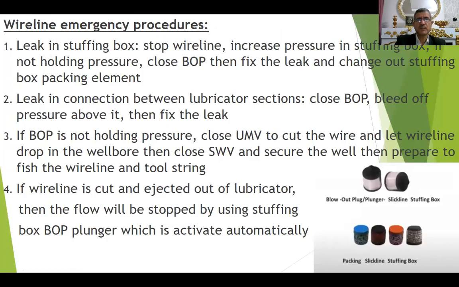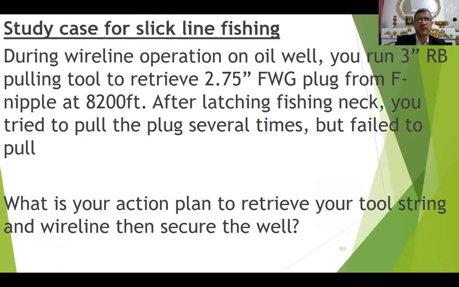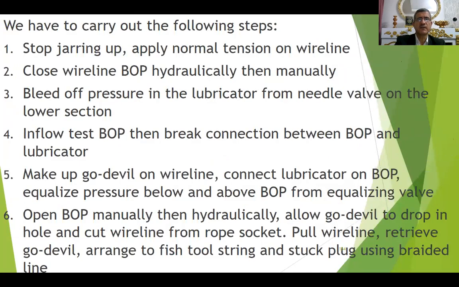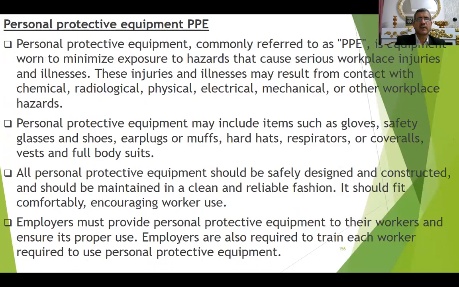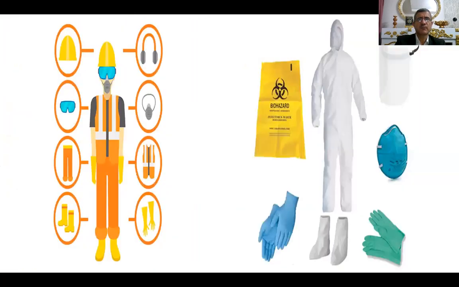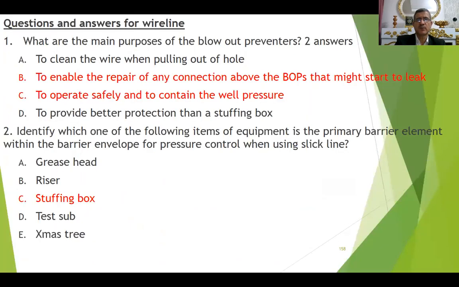Wireline emergency procedures, we can go through them one by one. Leak in stuffing box, leak in connection between lubricator sections, if BOP is not holding pressure, if wireline is cut and ejected out of the lubricator. A study case for stuck line fishing. Fishing is very interesting. You can go through it. Study case also for stuck cable or tools, personal protective equipment, PPE, that is used during the work.